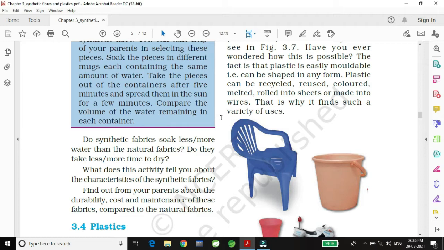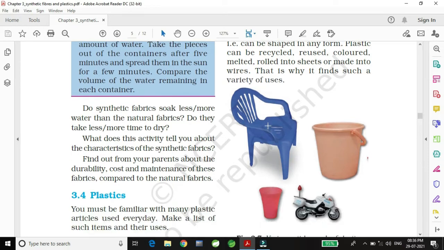So natural fiber is very costly, whereas synthetic fiber is very cheap, and maintenance of synthetic fiber is very low, but maintenance of natural fiber is very high. So like this, there is a comparison between the natural fibers and synthetic fibers.